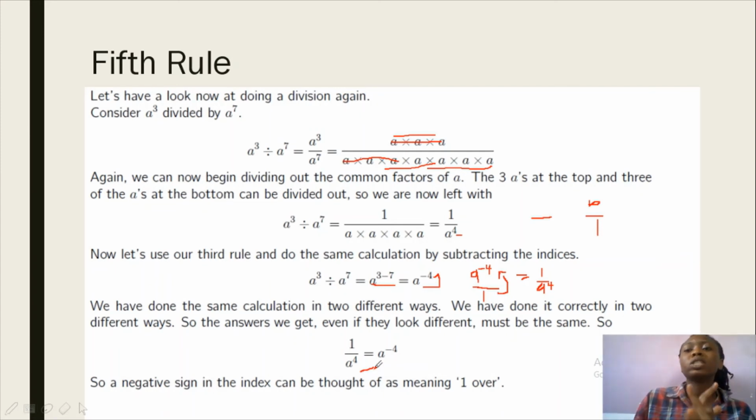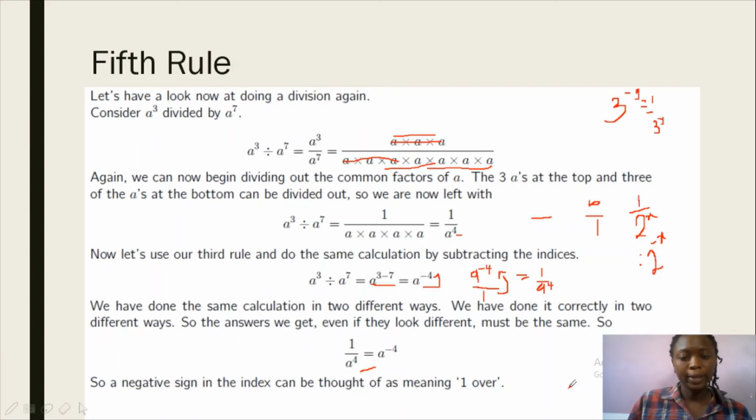So we can do the opposite. If I have, let's say, 1 over 2 raised to the power x, this is the same as 2 raised to the power negative x. If I have 3 raised to the power negative y, rewriting this will be 1 over 3 raised to the power y. Okay.